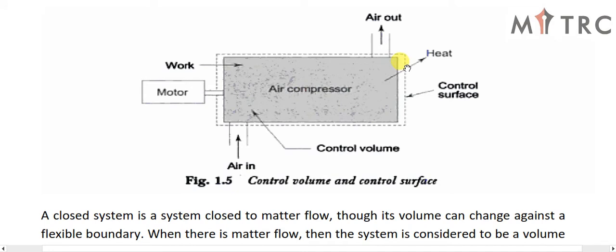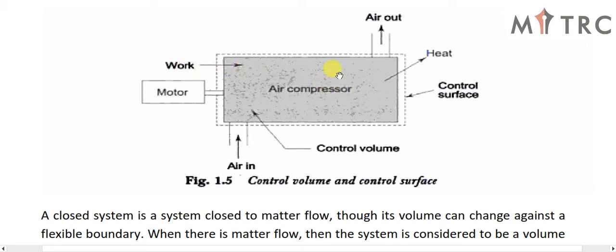As I told you earlier, in the figure 1.5, you can see a controlled volume and controlled surface arrangement in which you can see an air compressor. In this air compressor, air enters from some part, that means the inlet valve, air will enter. And through the motor, air will be compressed, that means we will do some work. That means we are showing work to be done on this system.